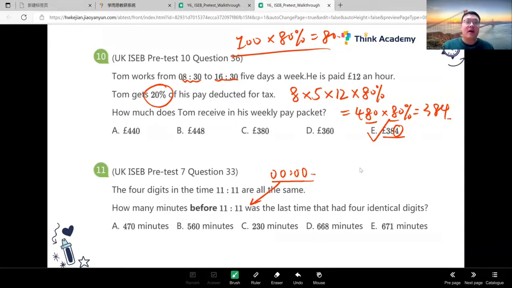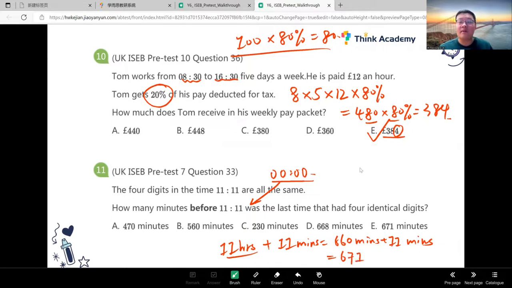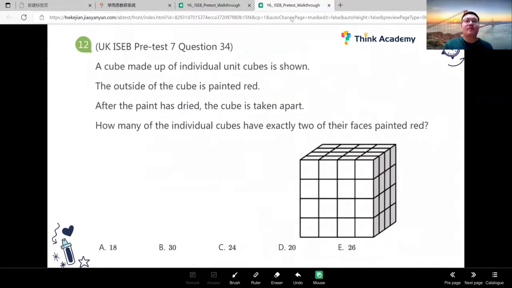right? So you have 11 hours and 11 minutes. So we know that 11 hours equals 660 minutes. And you add 11 to it. So that gives you 671 minutes. So you choose E. All right, so next question.